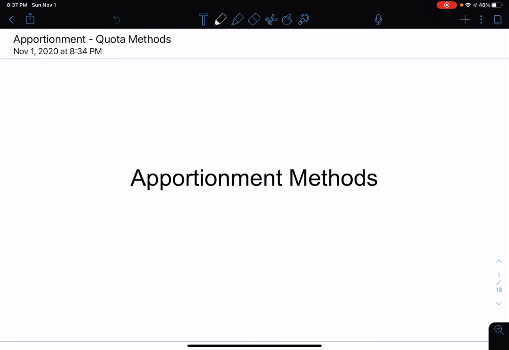So we're going to look at some big methods from our American history, the U.S. history, and we're going to look at some of the flaws and briefly touch on when they were used and what happened.